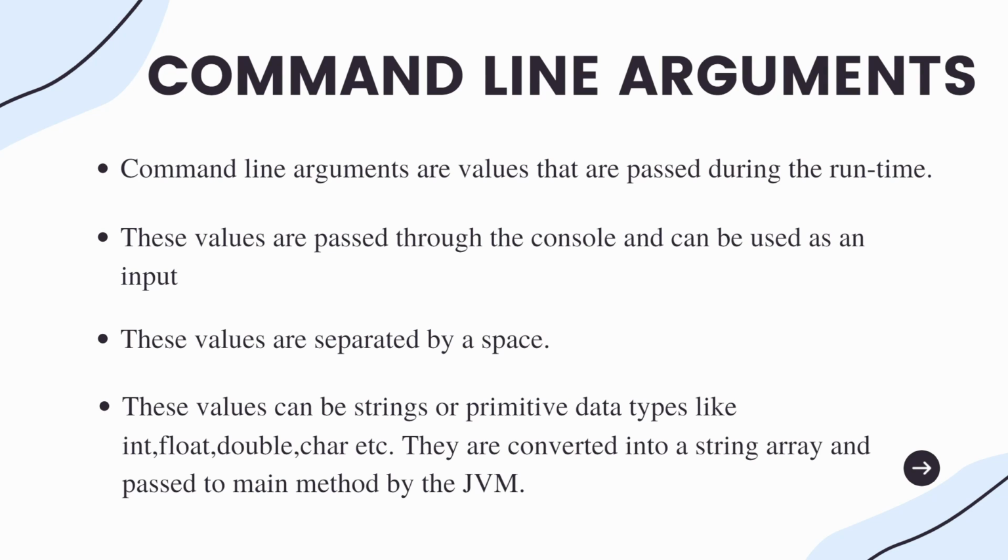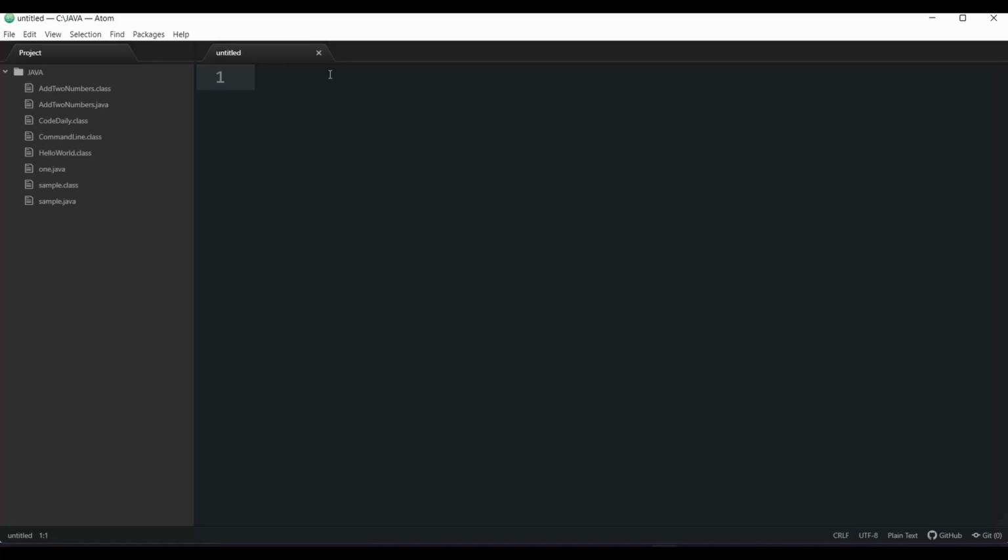These values can be strings or primitive data types like int, float, double, character, etc. These values are converted into a string array by JVM and are passed to the main method. Let's try to understand command line arguments with an example.